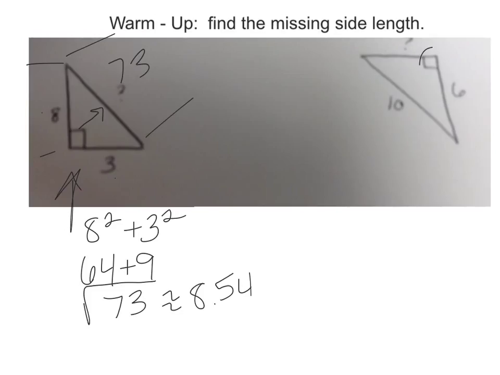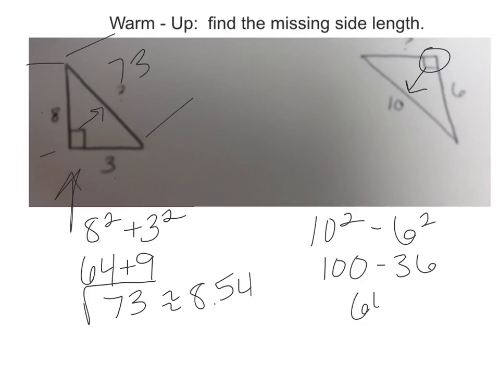Yes, we do, because of the square in the corner. And we need to know if we're looking for a hypotenuse or a leg. The 10 is the hypotenuse because it's across from the right angle. So that means that we're looking for a leg. So this time we're going to subtract the areas. So we would have 10 squared minus 6 squared. So 100 minus 36 is 64. Square root 64, and that's going to equal 8.